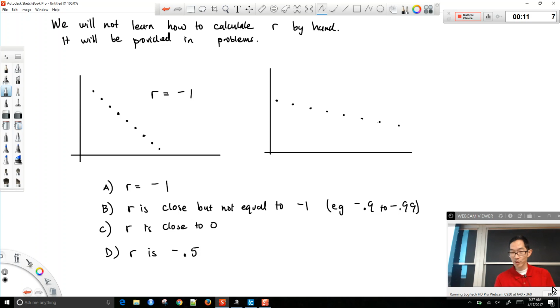Okay, so this is the plot in question. You want to discuss with your neighbor what the correlation is here. So what is the R here?